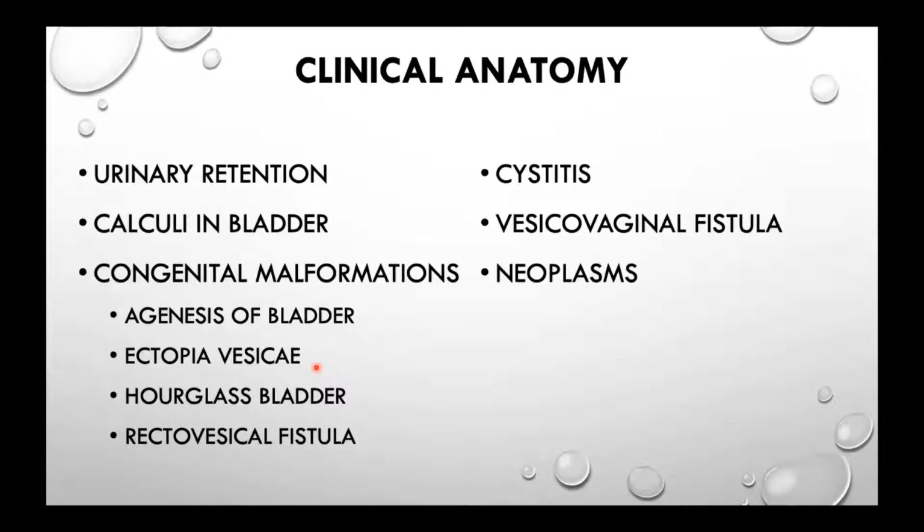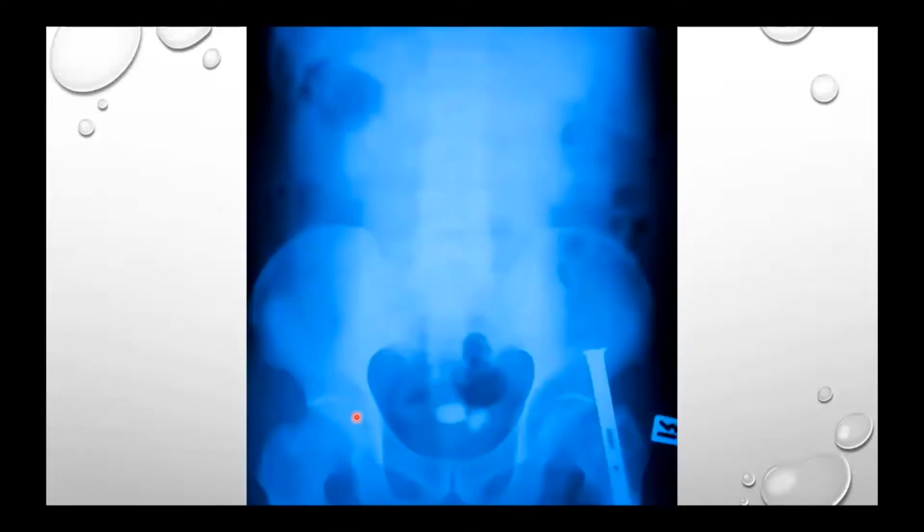So at that time, the bladder will come out of the anterior abdominal wall and is seen outside. So, ectopia vesicae. Then the hourglass bladder and rectovesical fistula. Hourglass bladder is also a developmental anomaly where a septum is formed in between the walls of the urinary bladder. So this is a picture of the X-ray showing the calculus inside the urinary bladder.